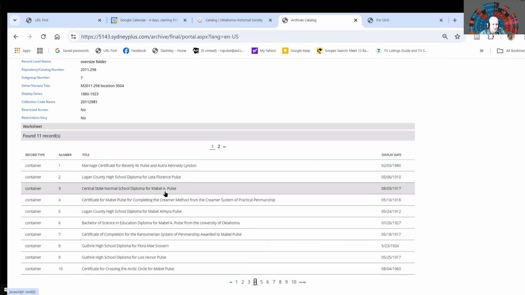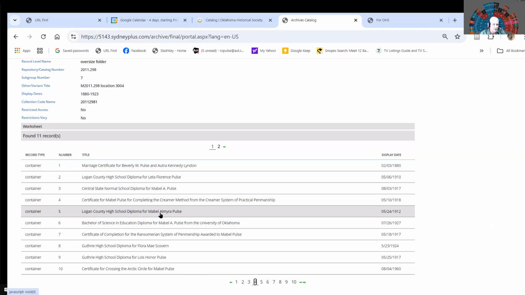That's when she got her first. Well, when she graduated from high school, she could teach for 2 years. She went to what's now Central State Normal School, Central State College in Edmond for her bachelor's program, and that's this. Here's one of her penmanship certificates. There should be 2 in this box. This is the Logan County High School Diploma. So here's her high school diploma that gave her 2 years that she could teach.